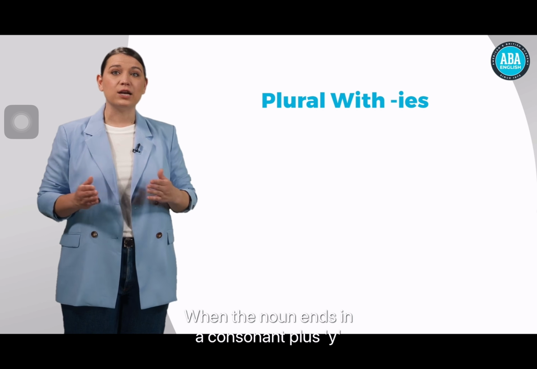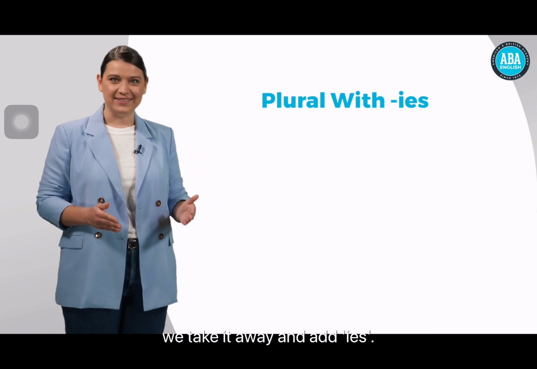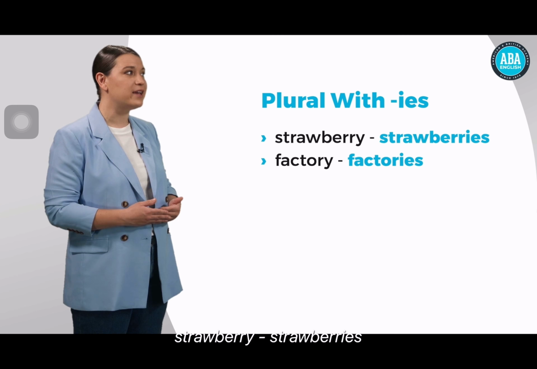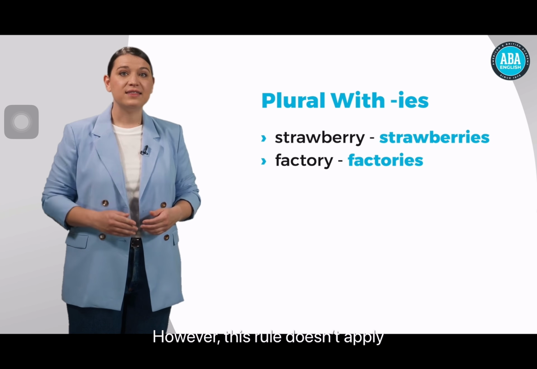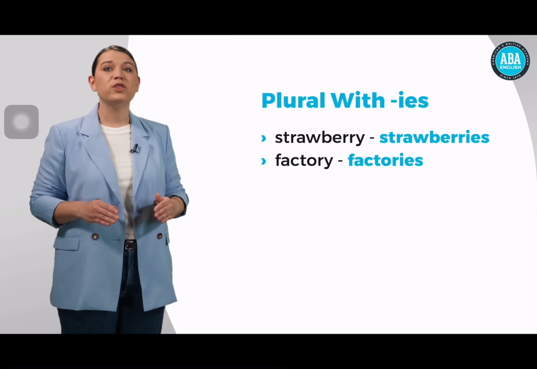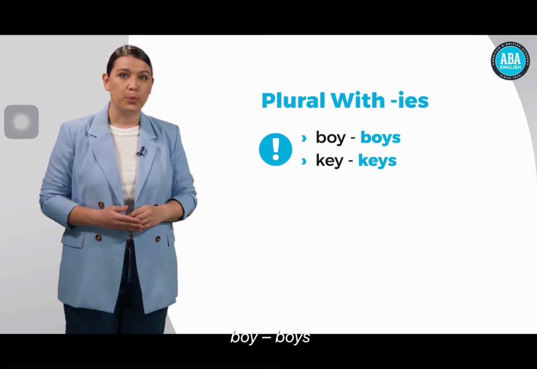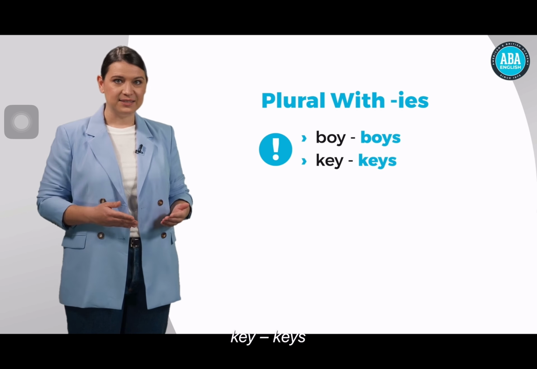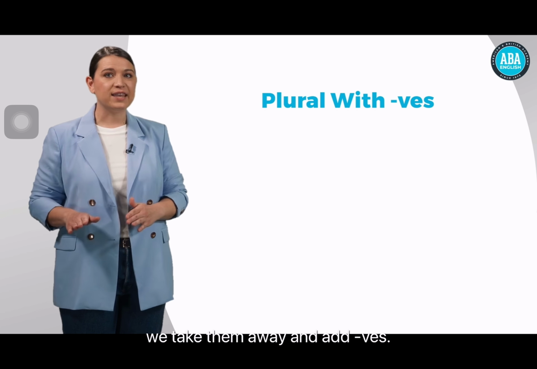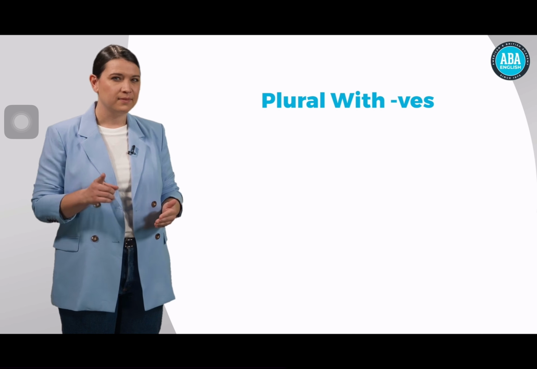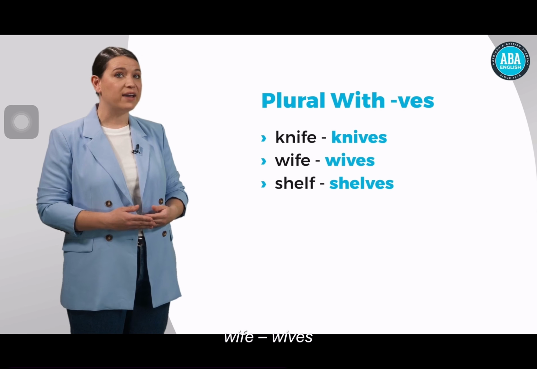When the noun ends in a consonant plus Y, we take it away and add IES. For example, strawberry, strawberries, factory, factories. However, this rule doesn't apply when the word ends in a vowel and Y, as in boy, boys, key, keys. When the noun ends with F or FE, we take them away and add VES. Look. Knife, knives. Wife, wives.